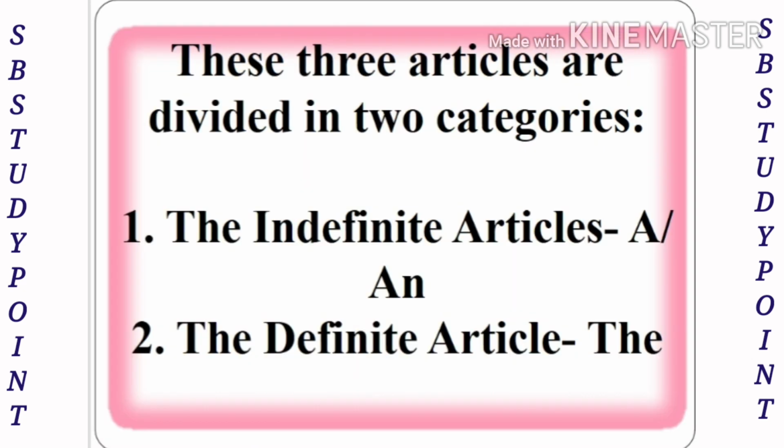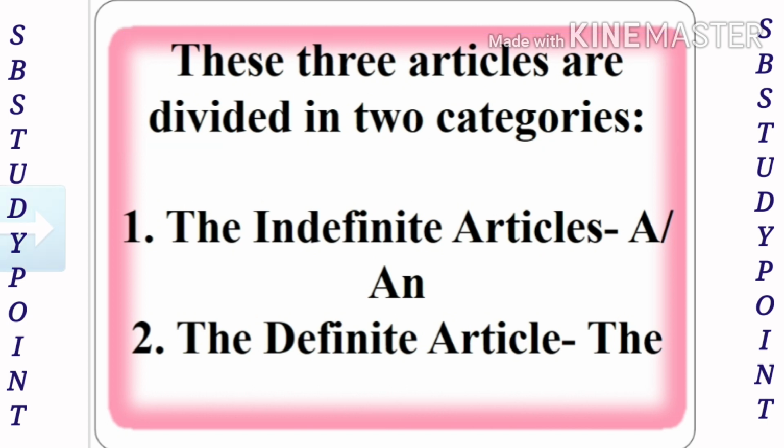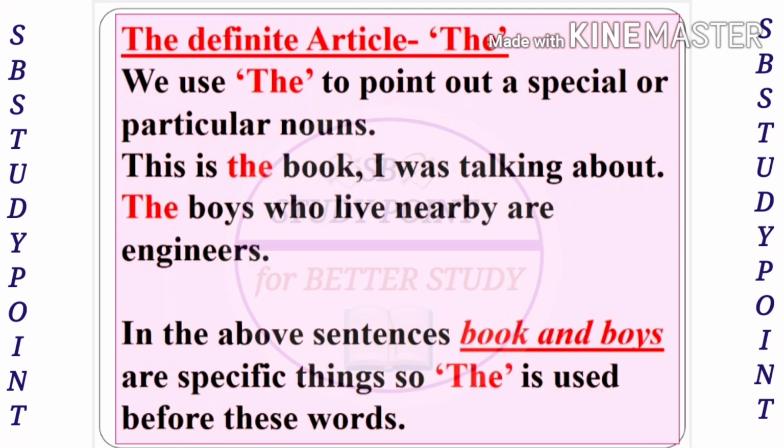Now see the categories of articles. We have three articles which are divided into two categories. First, the indefinite articles, which are a and an. Second, the definite article, which is only one, that is the. Now let's know what the definite article is. There is only one definite article, that is the.